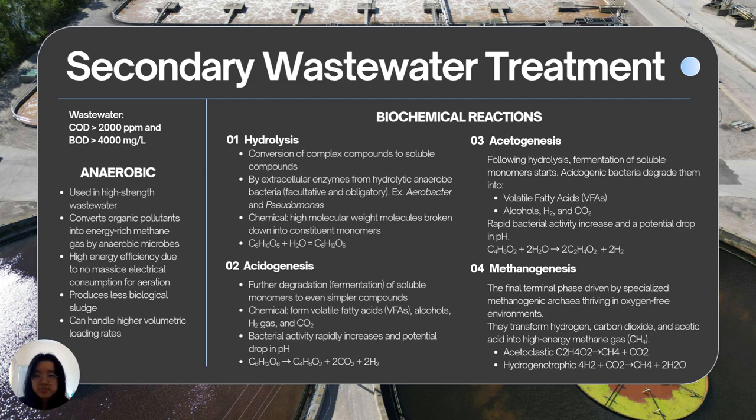In anaerobic treatment, anaerobic microbes will convert the organic pollutants into energy-rich methane gas. There are some advantages of choosing anaerobic treatment, such as high energy efficiency, since there is no massive electrical need for aeration, it produces less biological sludge, and it is able to handle higher volumetric loading rates. There are four steps in the anaerobic biochemical reactions.